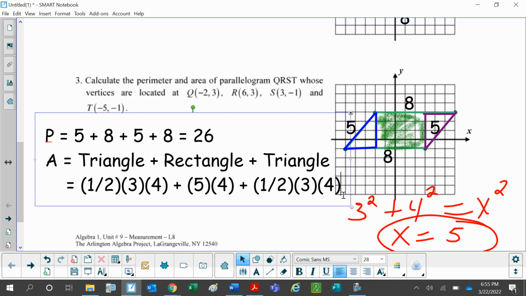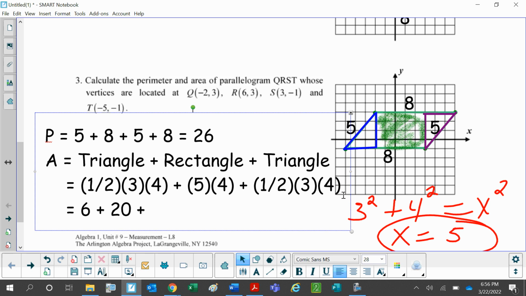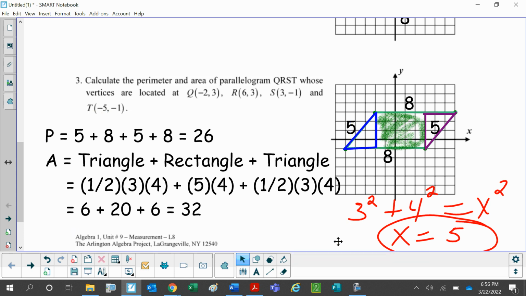So let's find out what each of them are. The triangle over here, 1/2 of 4 is 2. 2 times 3 is 6. That's going to be 6. Plus the rectangle is 20, plus another 6. We add those together and we should get an area of 30. So there you go. There's the front side worked out. Let me get the other side done.